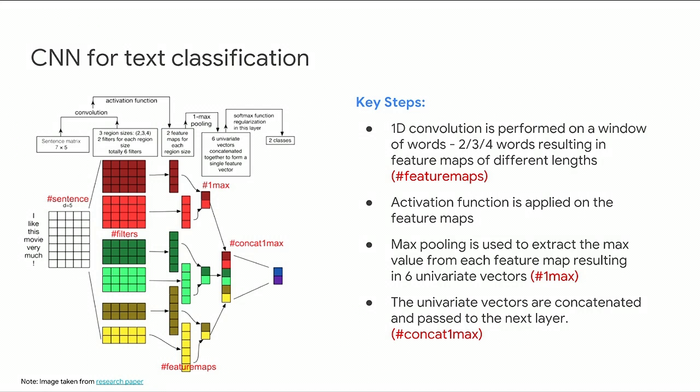So maybe let's start with a small sentence here. I like this movie very much. So this is 7 words, and each word is represented by a 5-dimensional word vector. So you can think of this as a 7x5 matrix, and at this point you can see that it's somehow like an image because it becomes 2D. And then we choose different filters. So we choose filters of size 2 words, 3 words, and 4 words, and they're represented by different colors here.